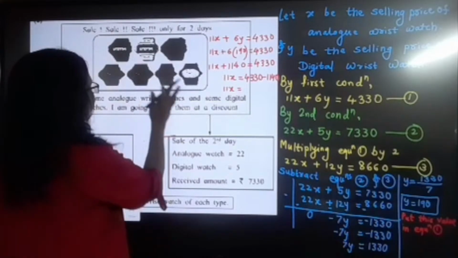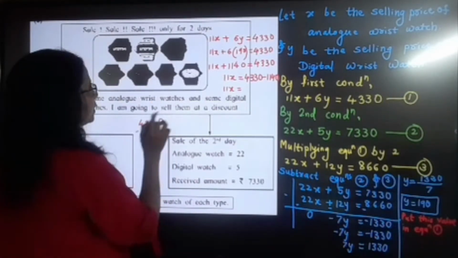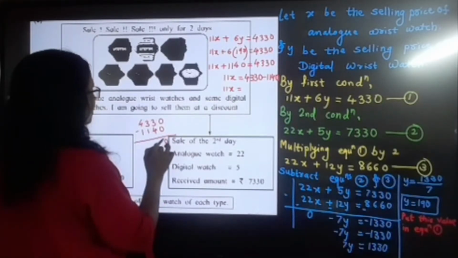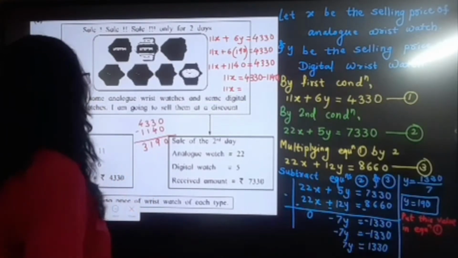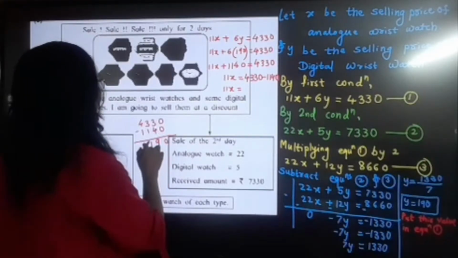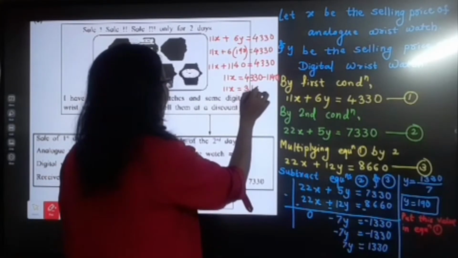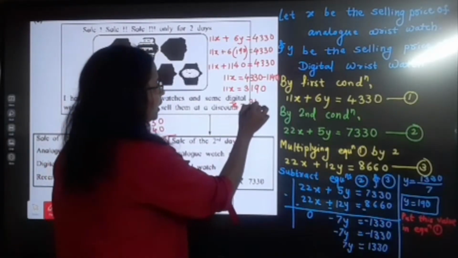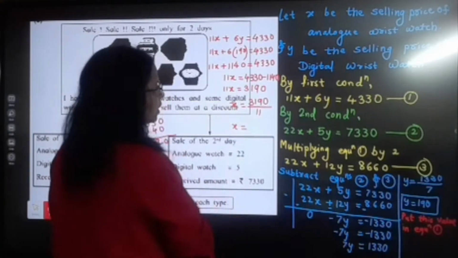So now 4330 minus 1140. Okay, so here 0, then here 9, here 1, and here it will be 3. Okay, so students here, yes, it is right. So 3190. So now x is equal to 3190 divided by 11 students.